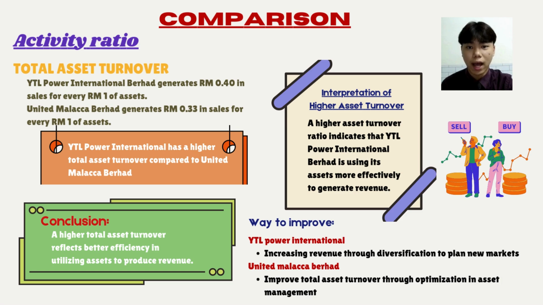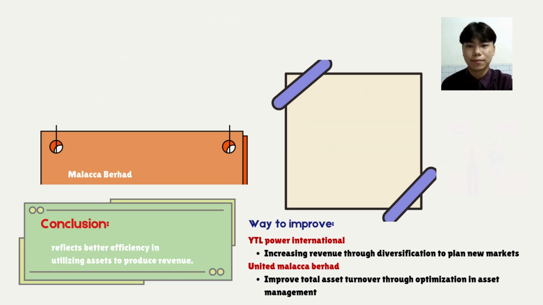For the interpretation of higher asset turnover, a higher asset turnover ratio indicates that YTL Power International is using its assets more effectively to generate revenue. In conclusion, a higher total asset turnover reflects better efficiency in utilizing assets to produce revenue. A way to improve for both companies: YTL Power International can improve by increasing revenue through diversification to plan new markets. For United Malacca Berhad, the company can improve total asset turnover through optimization in asset management.